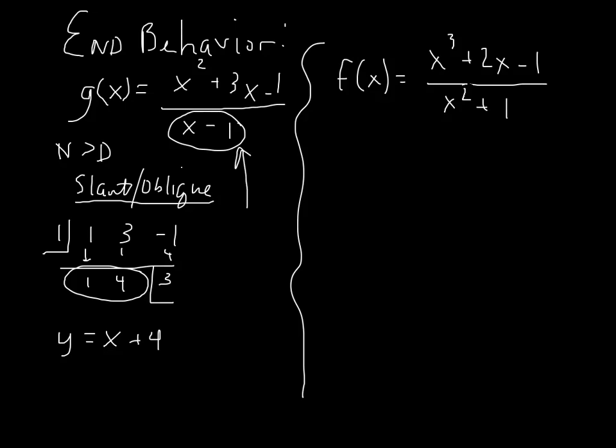And when you graph g of x, you should see that it would follow an imaginary slant asymptote at x plus 4. So something along these lines here.